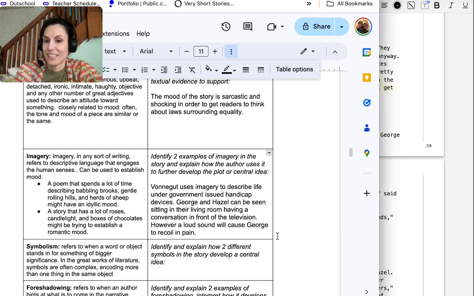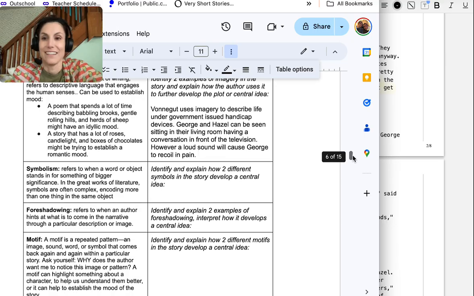That would be our example of imagery. And then the symbolism. All right, so this is what I would use to write a text-only analysis. I will talk about the symbolism.